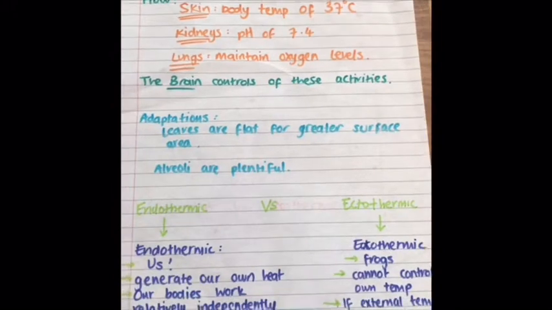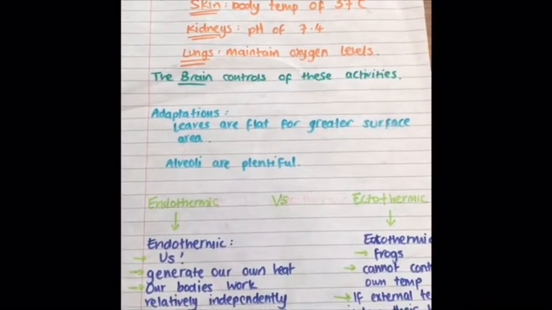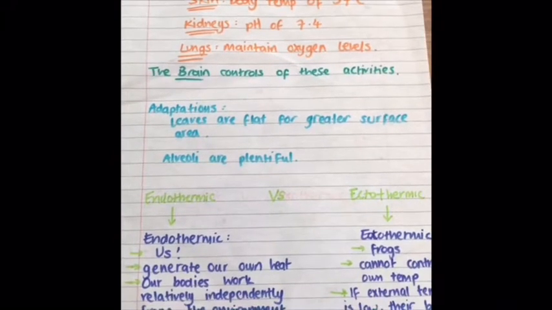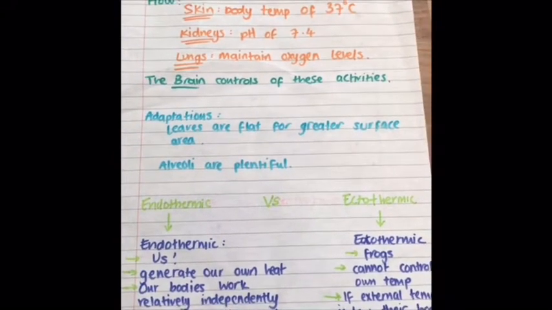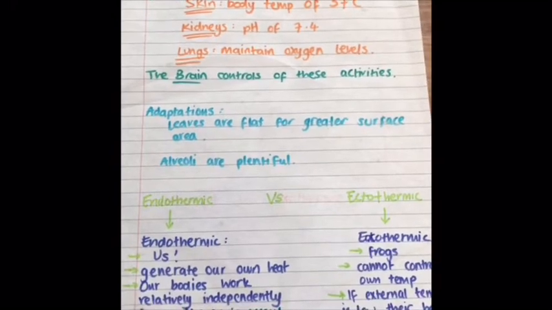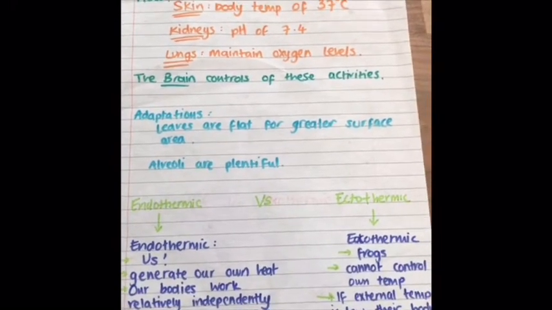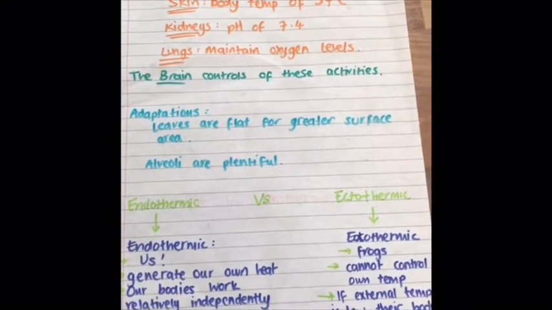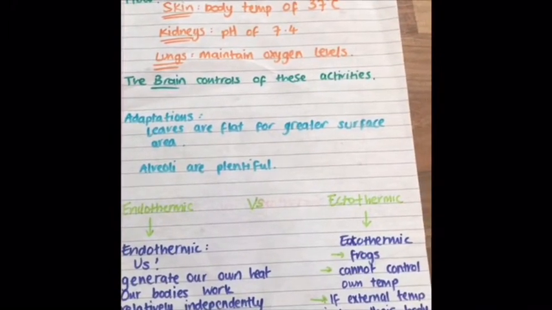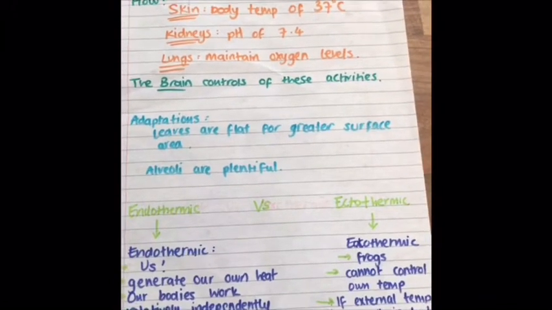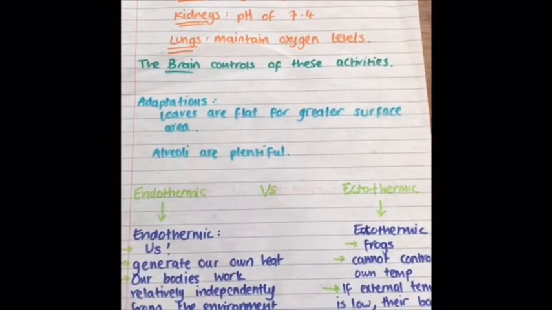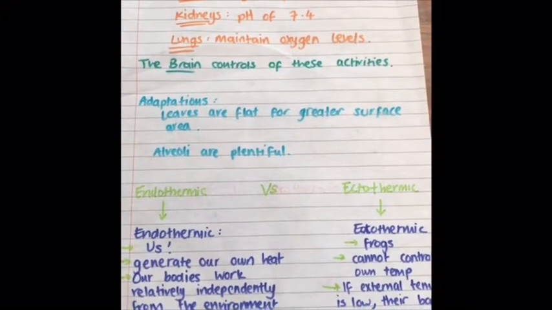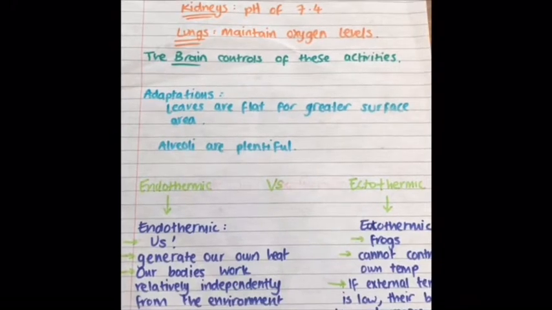We have different organs that are involved. Our skin maintains a body temperature of 37 degrees. Our kidneys maintain a pH of 7.4, and also excrete toxins and other waste products. And our lungs control our CO2 levels in our body by maintaining oxygen levels. So the brain actually controls all of these activities.